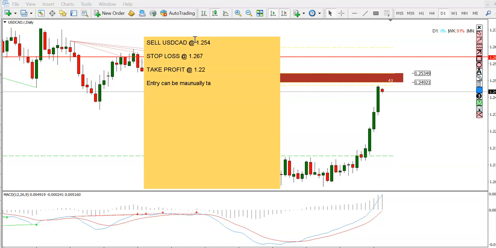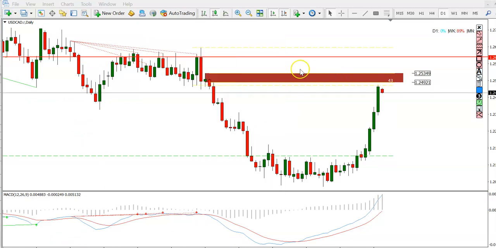Entry can be manually taken with a MACD divergence signal on the 1-hour or 4-hour chart. There will be a link below where, if you don't have my MACD divergence indicator, you can download it. Or if not, just contact me at XAUUSD and I will send you the free indicator, which is this one here. So pause your video and write that down. As always, trade at your own risk. This is just what I'm doing this week.